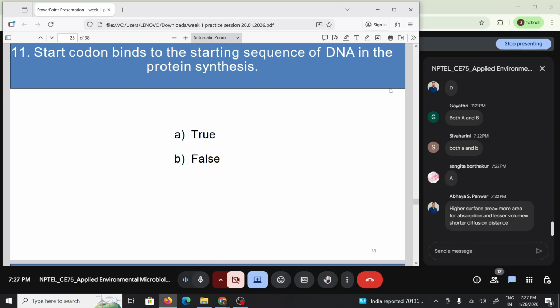If there are any doubts, again post in the chat box. In the meantime, I have just posted the next question. It's a true or false question: the start codon binds to the starting sequence of DNA in protein synthesis. True or false?